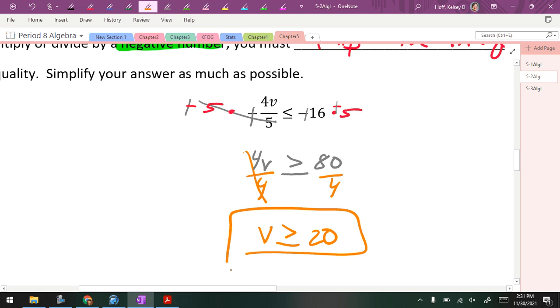If you ever want to double check yourself, pick a number that would make this true. What's a number greater than or equal to 20? 21. If I take 4 times 21 divided by negative 5, I should get less than negative 16. You can always pick a number to plug it back in there.